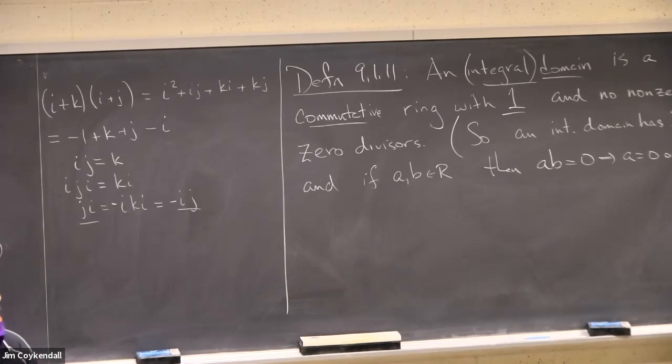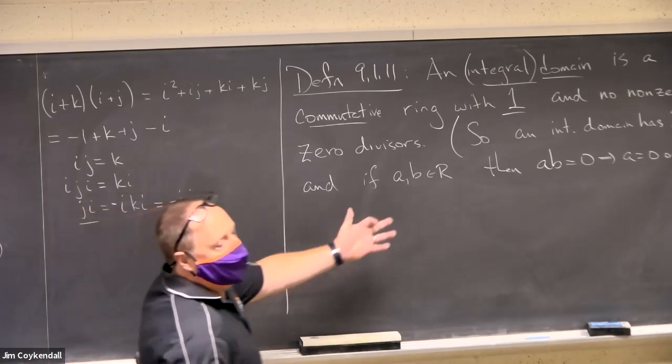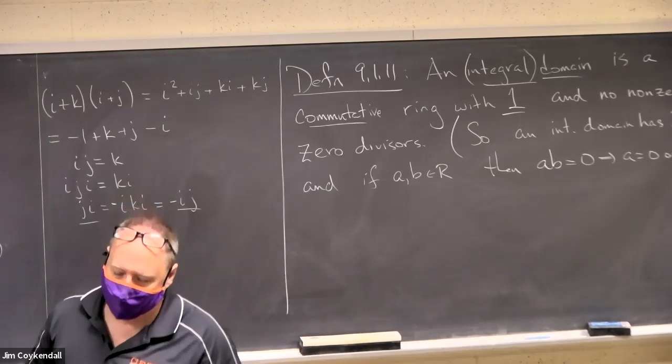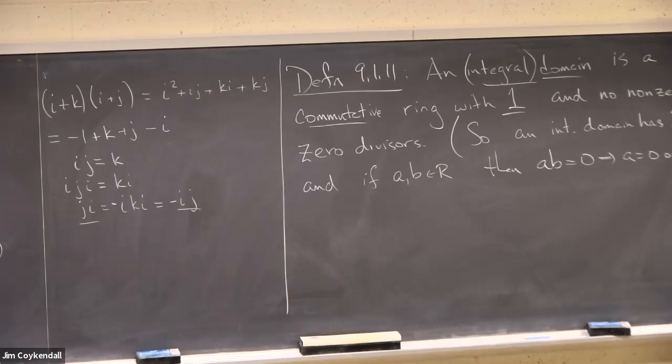So if you think of a ring as a place where you can do addition and multiplication, integral domains are the best place to be. Because whenever you get this equation, you can deduce that one of the factors is 0.